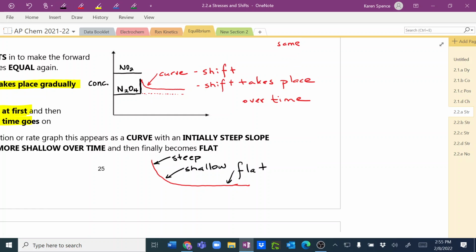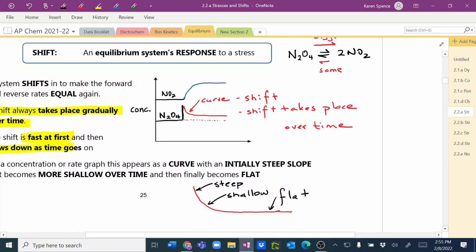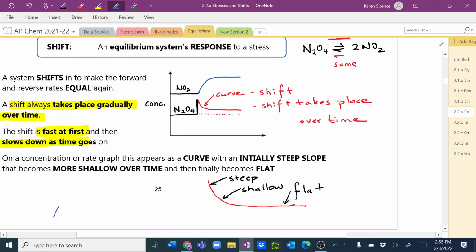What would happen with our concentration of NO2 if our forward rate is faster than our reverse rate? Concentration of NO2 is going to increase. So it's going to go up. And you'll notice that once again, the curve is steep and then shallow and then flat.